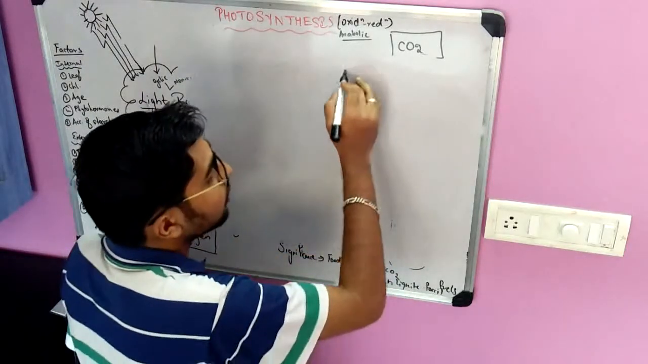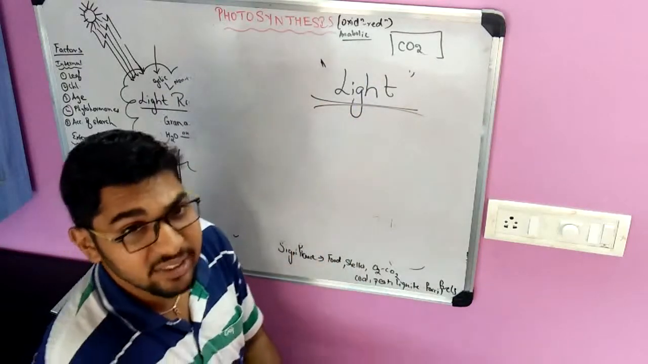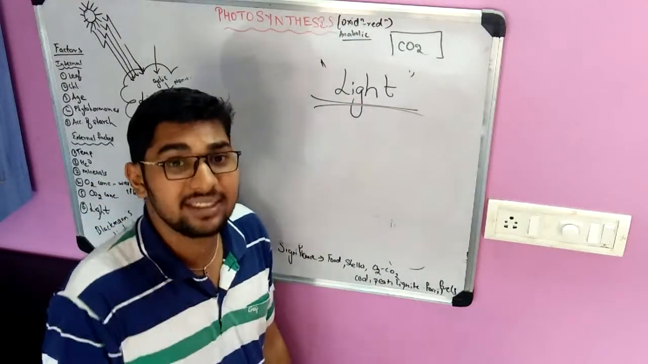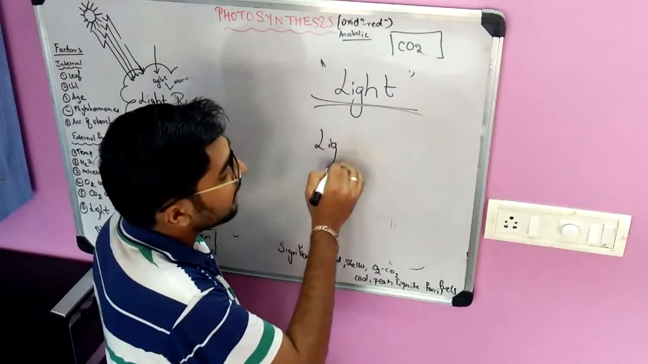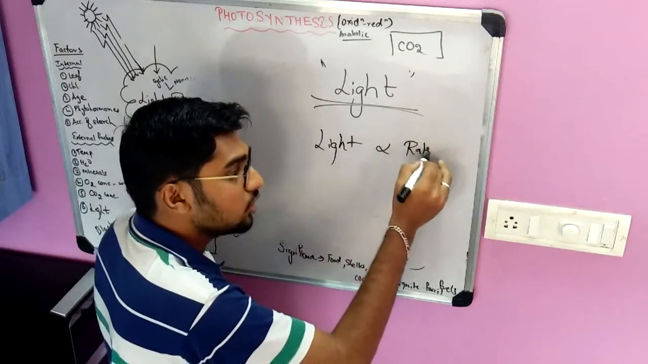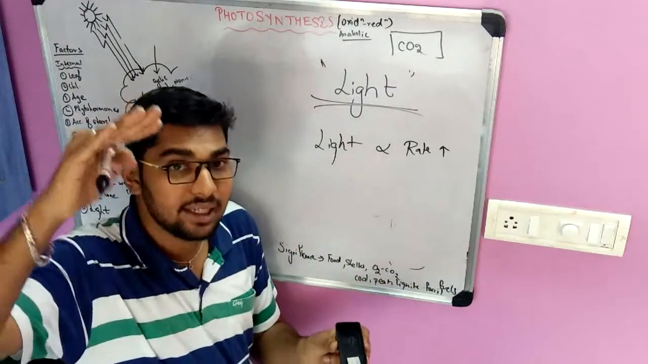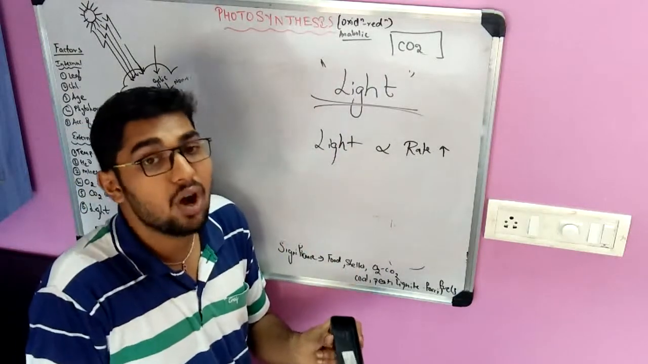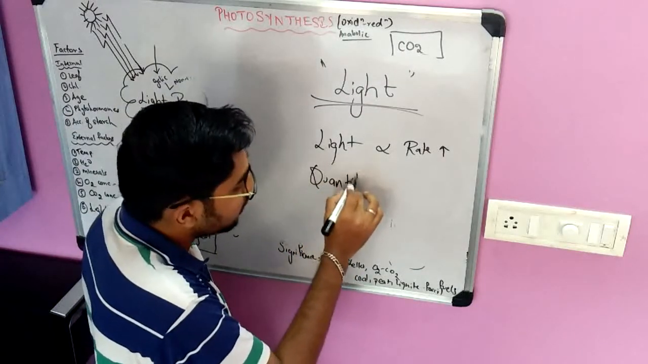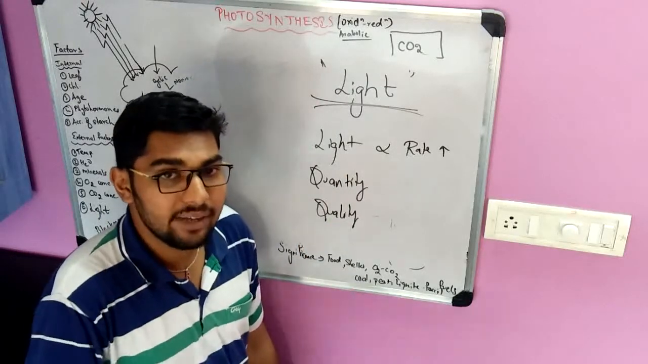Next, the last thing we are going to study is light. Light is a very important factor. That's why I dealt with it last. Light is very important for photosynthesis, without which the world cannot survive. As the light intensity increases, the rate of photosynthesis also increases. So they are directly proportional. If light increases, photosynthesis increases. If light decreases, photosynthesis also decreases. The quantity of light and quality of light are also very important. Quantity and quality play a very important role in everything.